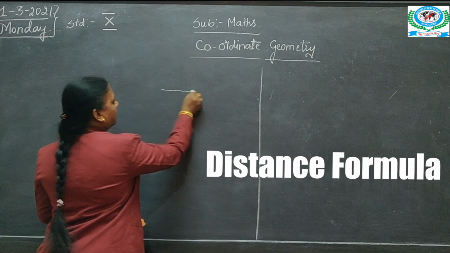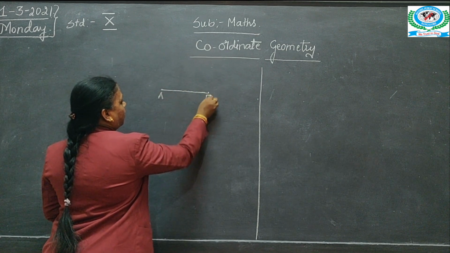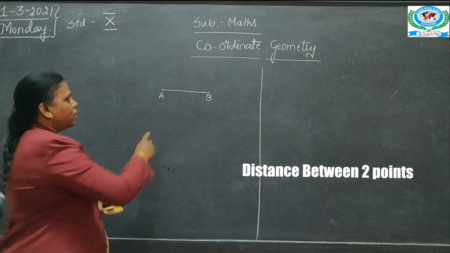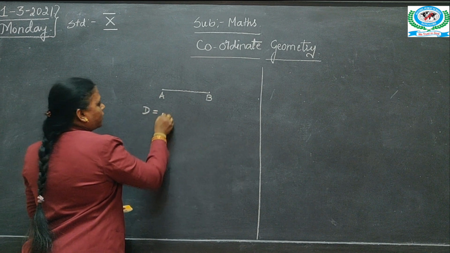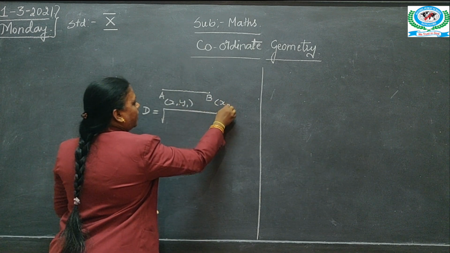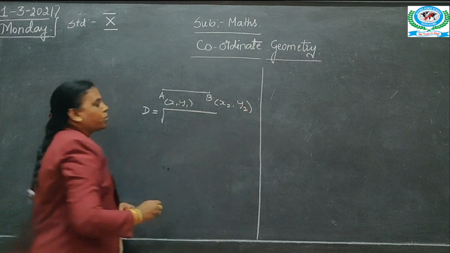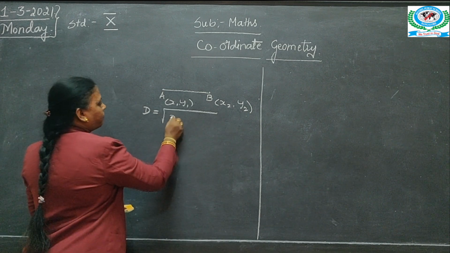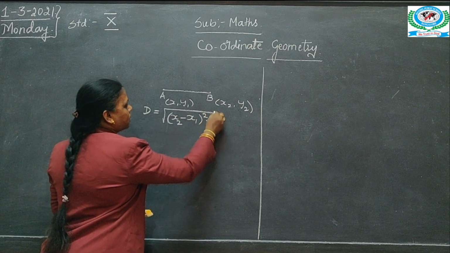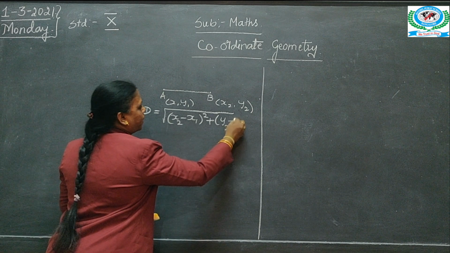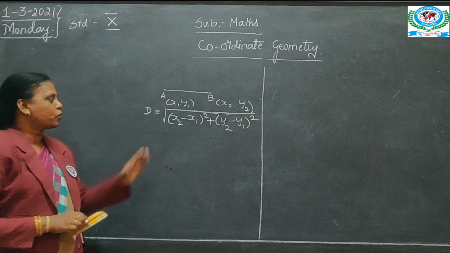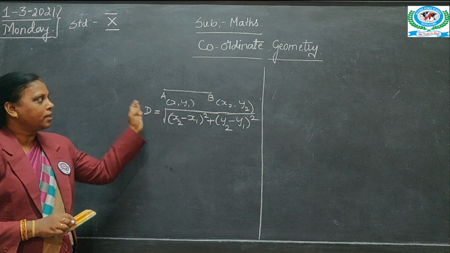Suppose you have a line AB and you want to find the distance between these 2 points. So, this will be x1, y1 and this will be x2, y2. So, D will be equal to square root of x2 minus x1 the whole square plus y2 minus y1 the whole square. This is the formula which will be used to find the distance between the 2 points A and B.